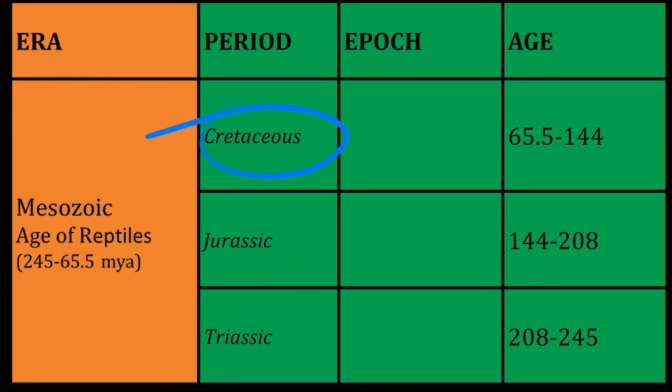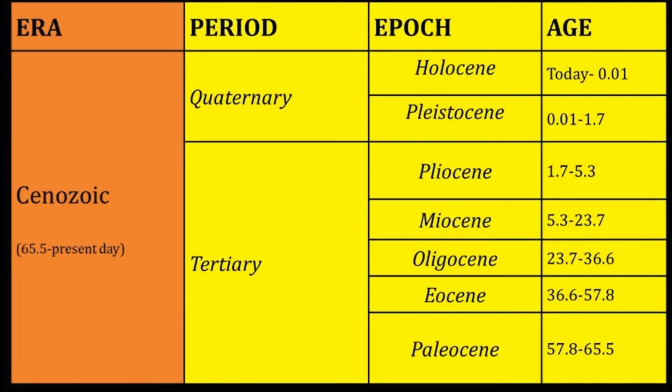The last one is the Cretaceous. The age of this Cretaceous is 65 to 144 million years. The KT extinction event took place, and flowering plants appeared in the Cretaceous period. So that's why the Cretaceous period is very, very important.